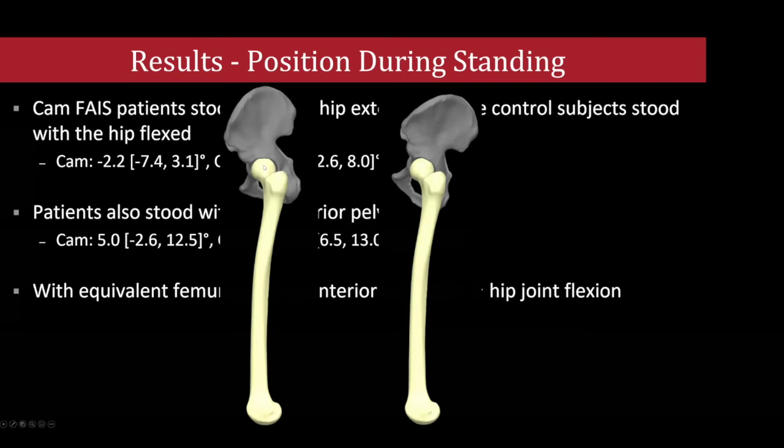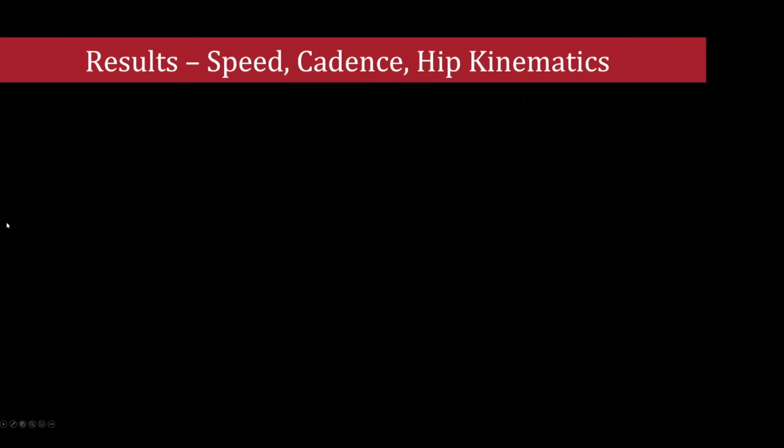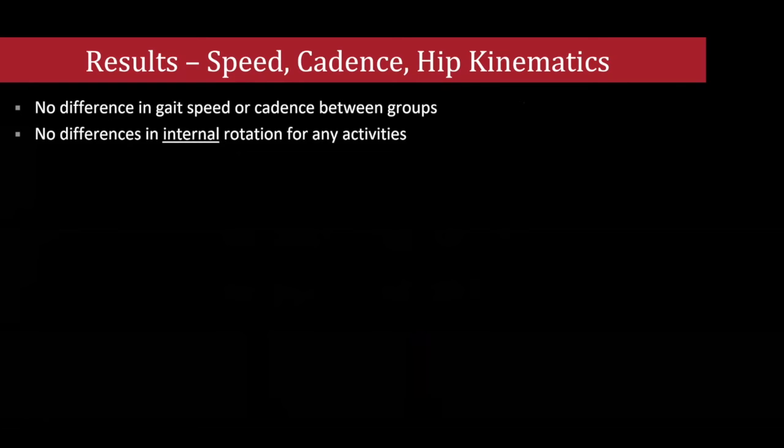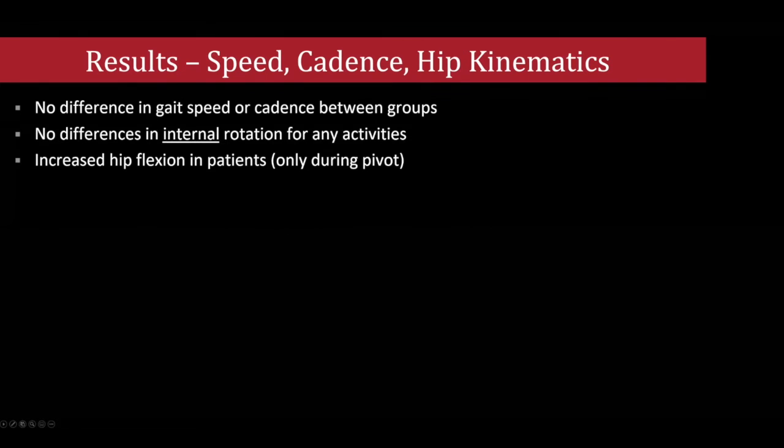And so when we look at this, this is anterior pelvic tilt on the left, and then on the right is more of a neutral or posterior pelvic tilt. So this would be more representative of how CAM patients are standing. And so we think that this means something, but we don't exactly know what yet. When we look at the results, we found no difference in gait speed or cadence between the groups. There's no difference in internal rotation for any of the activities, which is interesting because we think of CAM FAI as a restriction in internal rotation. There was increased hip flexion in patients, which is only really during the pivot activity.